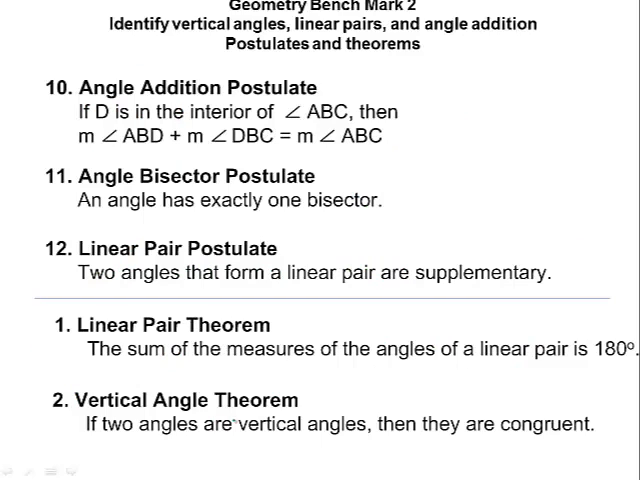Okay, so there's postulates and then there's theorems. And remember, theorems were proven or need to be proven. In this case, these have been proven. And then postulates are accepted as true. The angle addition postulate is very similar to the segment addition postulate, which is if I have an angle, ABC.